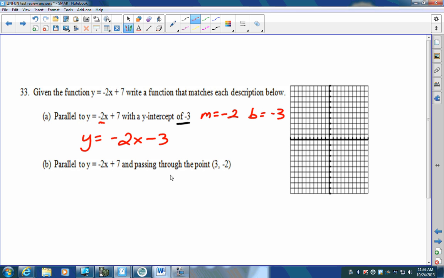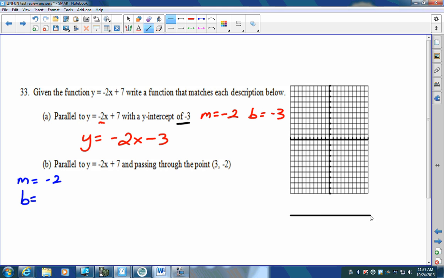Now this one messes a whole lot of people up. It says parallel and it gave you the equation, and passing through the point 3, negative 2. Okay, we know that the slope is negative 2, but we do not know the y-intercept. This point is not the y-intercept. So you can do it two ways.